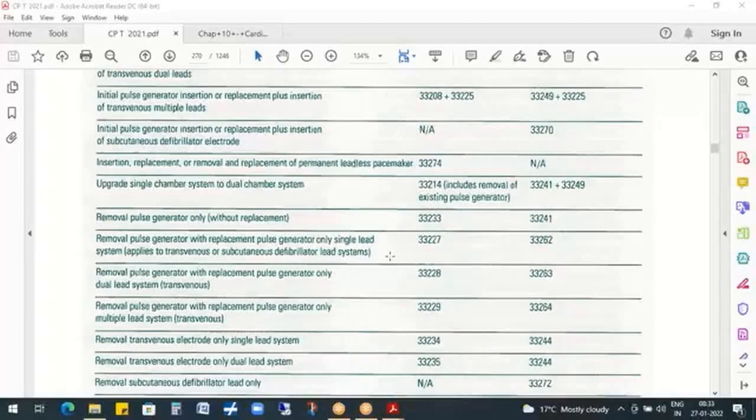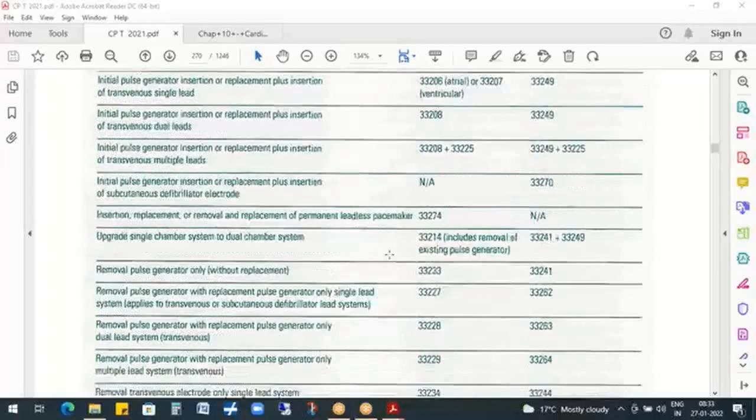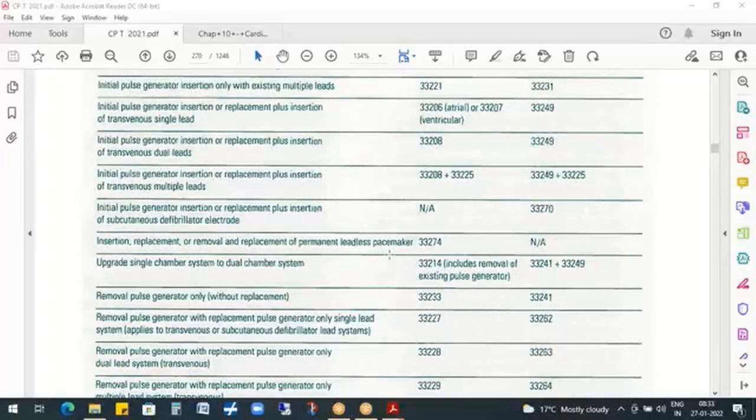Next point, number of leads placed. That means single chamber, dual chamber, multiple. Next, how the leads are placed: transvenous or epicardial. I have shown you the codes. What are the codes used for transvenous? What are the codes used for epicardial? Next, number of chambers. Next, types of procedures performed.